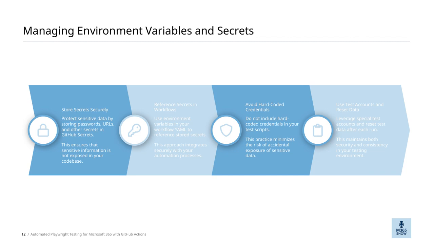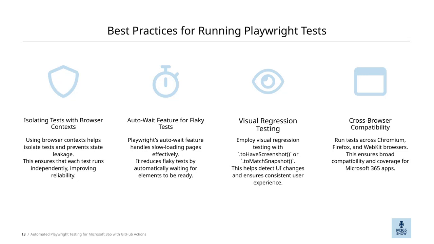And speaking of security, always store sensitive data like passwords and URLs in GitHub secrets. This approach keeps your secrets out of your codebase and reduces the risk of leaks. Overall, these practices help us create a secure, stable testing environment that supports our broader goal of reliable and safe automation. Let's talk about some best practices for running Playwright tests effectively.